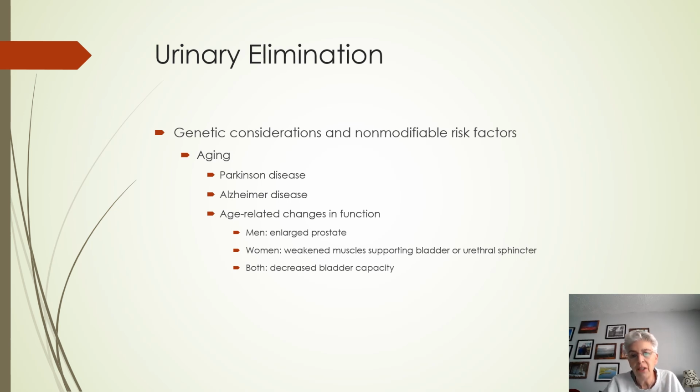Age-related changes in function as we get older. Here's your men with the enlarged prostate. We'll talk about BPH next week. I talked about women, weakened muscles supporting the bladder or urethral sphincter, much more common. It's common as women age, but it's much more common with multiple childbirths. Both have decreased bladder capacity, so the muscles start to sag with age. There is increased urgency to urinate with normal neurological function that's intact, and therefore your frequency of urination increases. It's just part of getting older.